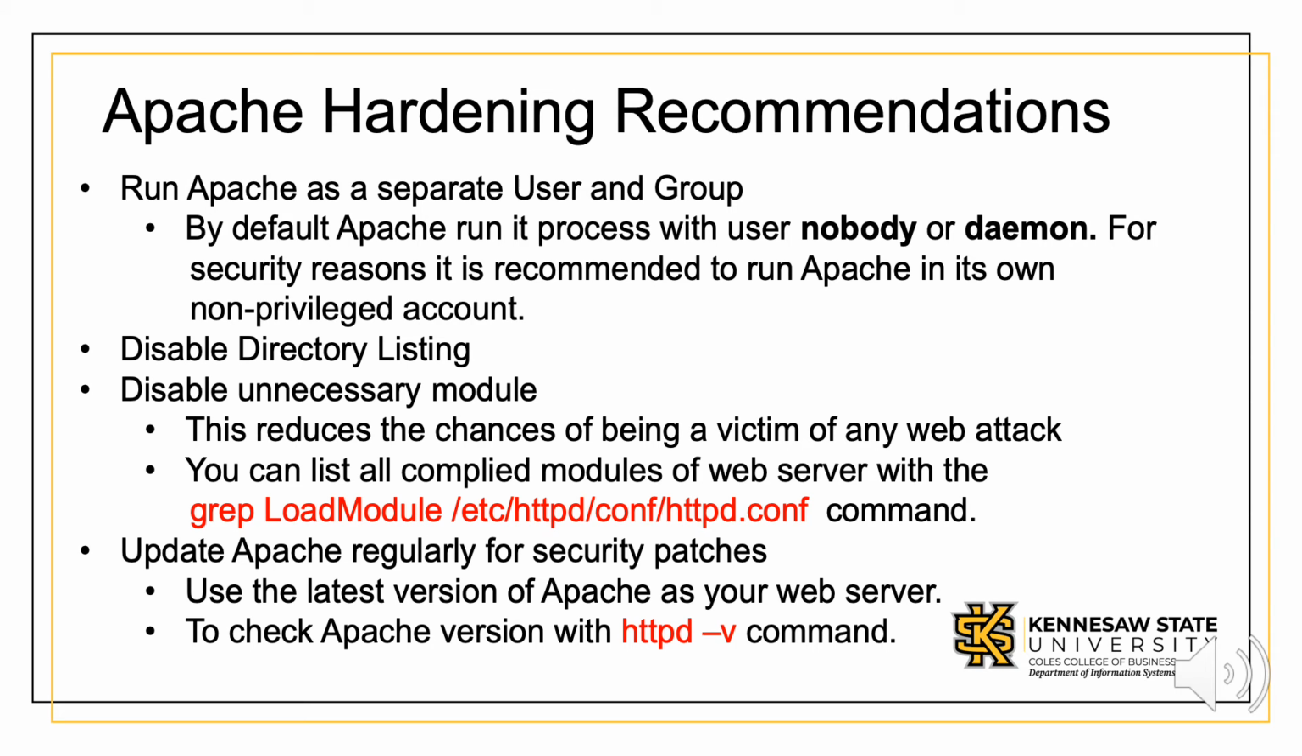You need to do this because you have the chance of becoming a victim of a web attack, and by disabling these unnecessary modules, you reduce those chances. You can also list all compiled modules of the web server with the following command, and also update Apache regularly for security patches. You always need to use the latest version of Apache as your web server. And you can check the Apache version by using the httpd -v command.